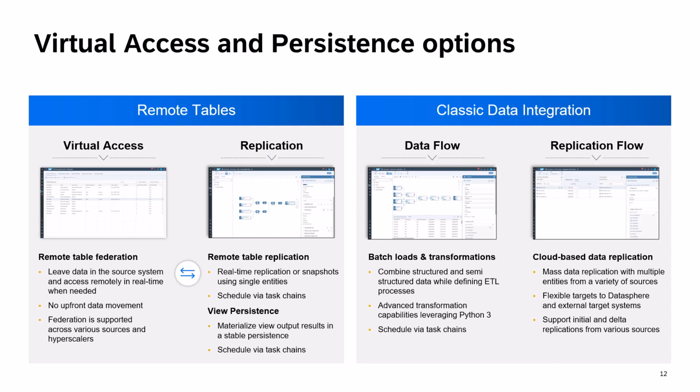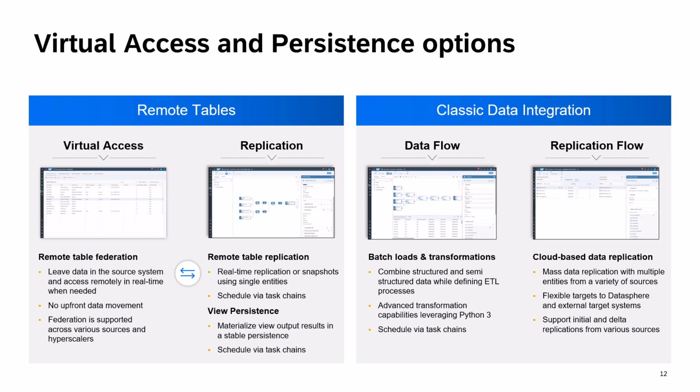Then if we look at the different options we have from a virtual access or persistence capability, right? There is the concept of remote tables in Datasphere, where you can enable virtual access using remote table federation, right? So there is no upfront data movement. Federation is supported for a variety of sources, not all of them. You can check that in our documentation, but for a majority of sources, this is there. So it leaves the data in the source system and accesses it remotely in real time when needed.